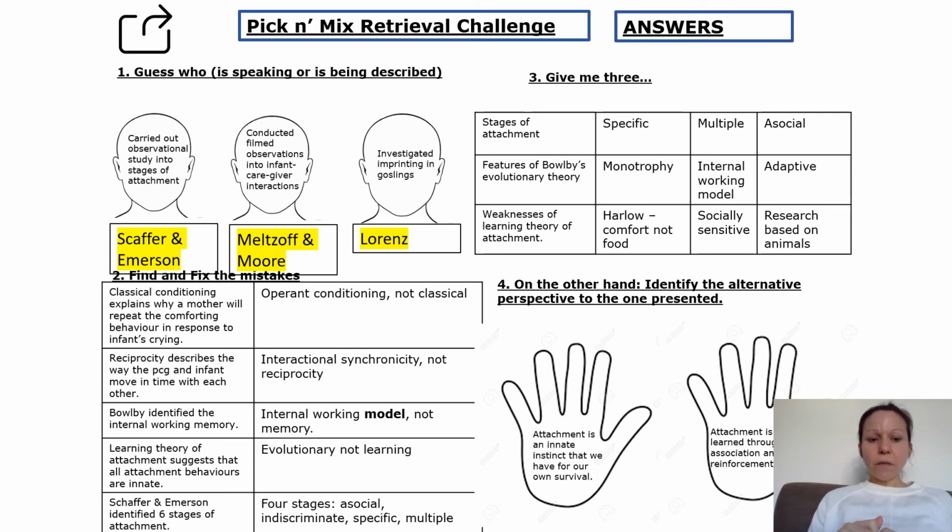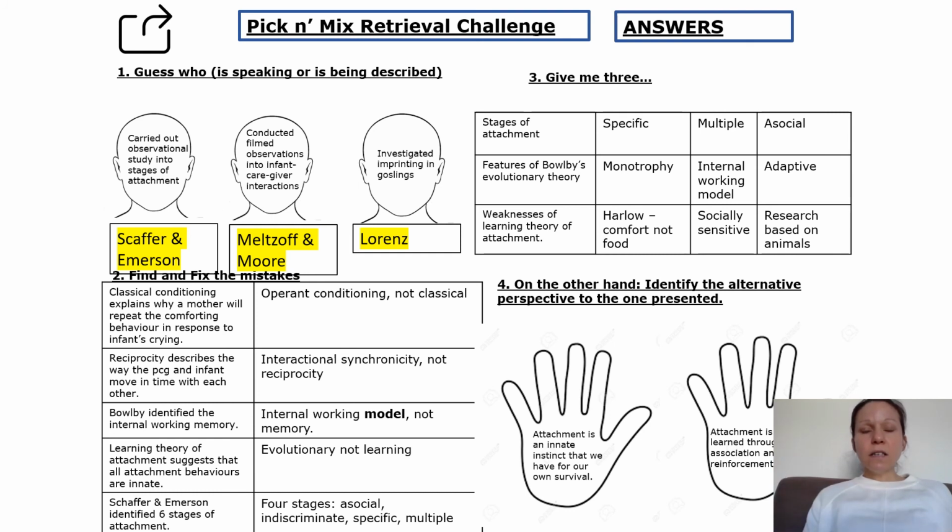Very subtle mistake on the next one. It was the internal working model, not memory, that blueprint that Bowlby talked about. It's the evolutionary theory, not the learning theory, that suggests that all behaviours, attachment behaviours, are innate. As soon as we see that word innate, we should think evolutionary. We're born with it. We've evolved to have it. And it's not the 6 stages of attachment. There's only 4 stages of attachment that Schaffer and Emerson identified.